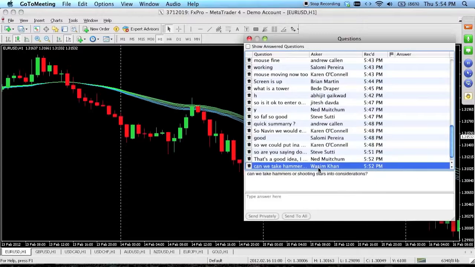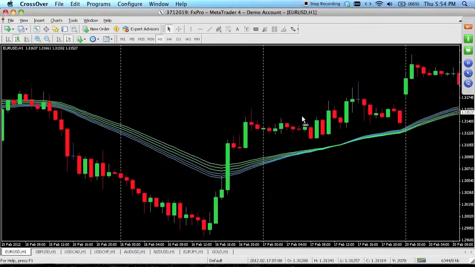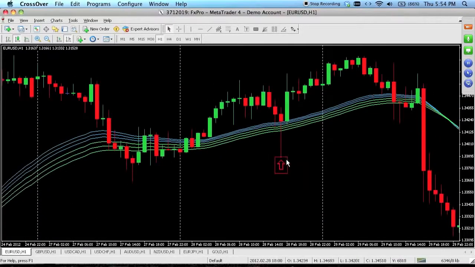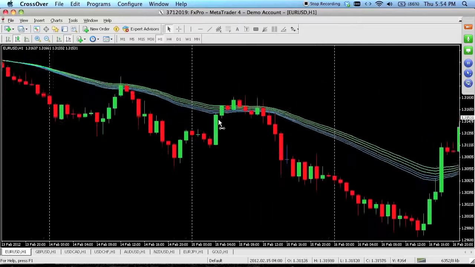Okay. Can we take hammers or shooting stars into consideration? Yes, Wasim. You guys can take any formations on or around these MAs. Obviously, if you have hammers around these MAs, it's perfect. For example, the trade that we just looked at earlier, which one did we look at? This one right here. Nice hammer formation, exhaustion candle, or a pin bar, whatever you like to call it, gives you a heads up that the market is going long no matter what. It's just a sure shot. So there are several examples like that. So yes, you guys can take it into consideration.